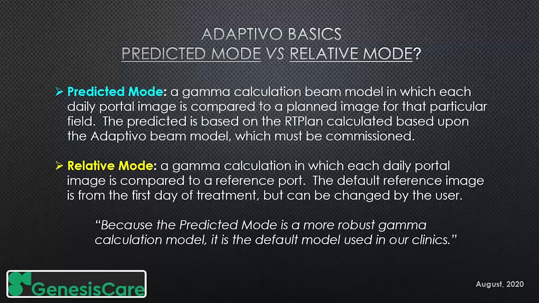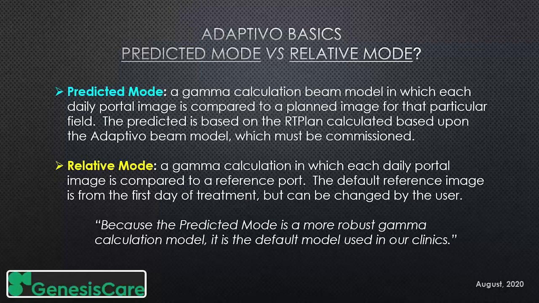The other mode is kind of what we use as a backup mode. It is less robust. It's the relative mode. It is a gamma calculation in which each daily portal image is compared to a reference port. The default reference image is from the first day of treatment, but it can always be changed by the user. Now, we always start out with the predicted mode, but in certain situations, we have to switch to relative mode, so we have that available to us.